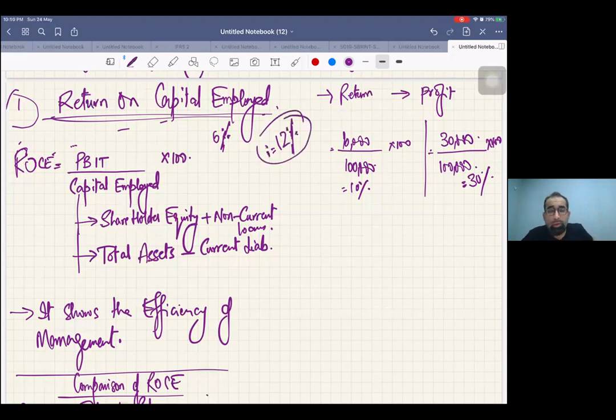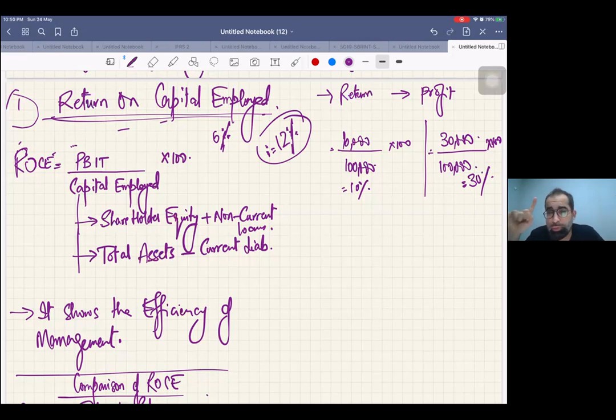Why? Because business means investment with risk. In my business, I'm taking risk and I'm only getting 6%. So it's better I should invest my amount in fixed income. In fixed income, the bank is giving 12% without risk.